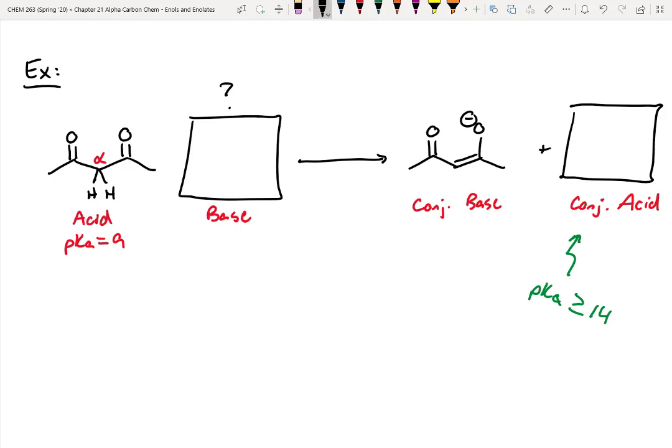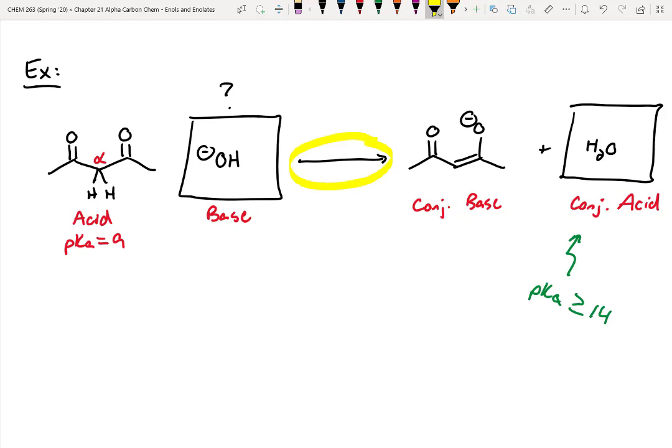Well, the one that seems to make the most sense here would be hydroxide, because we know that water, being the conjugate acid, has a pKa of about 15. So in this case, the reaction is going to push itself almost entirely to completion. It's not going to be in equilibrium anymore, and we're going to get nearly 100% of our enolate, which in this case is our conjugate base.